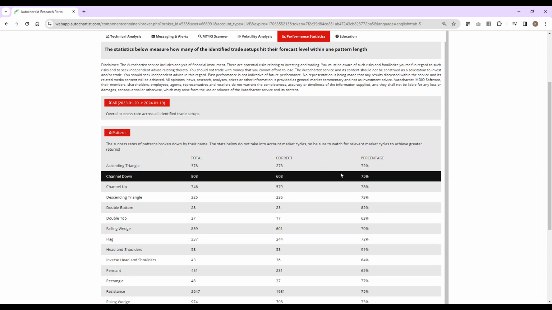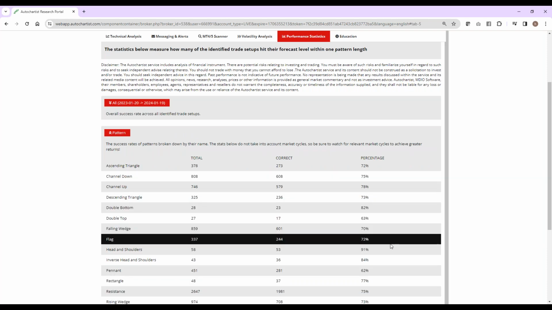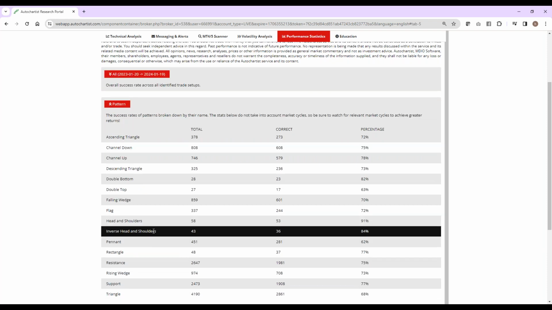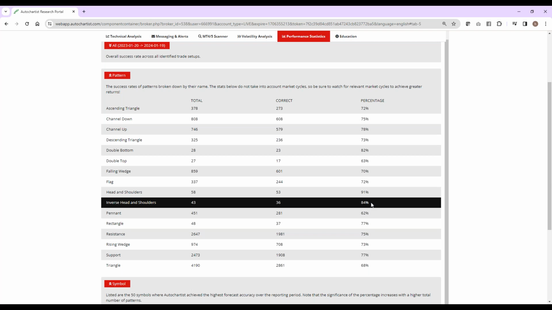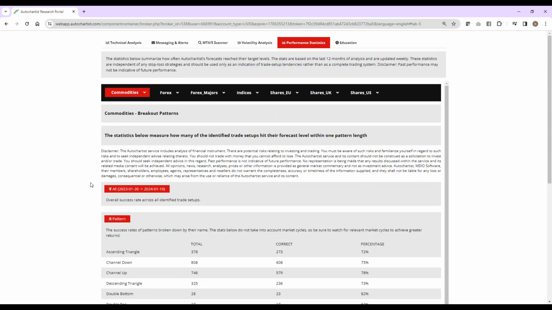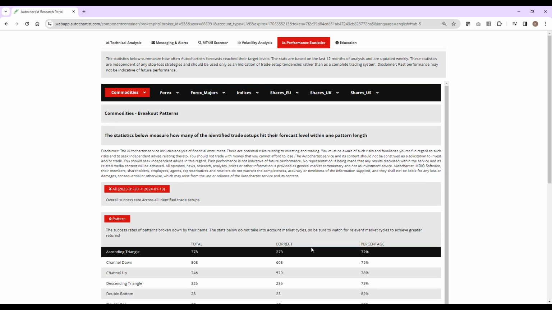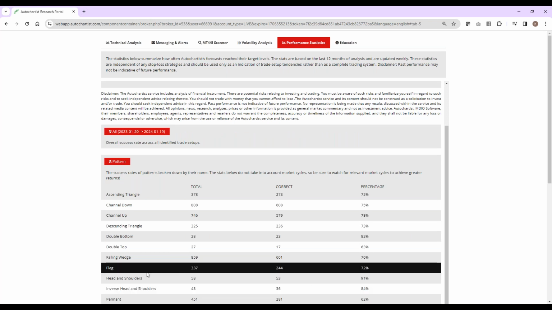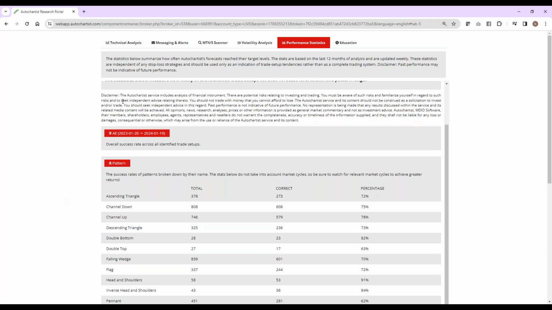What else? 91% success ratio on head and shoulders. Head and shoulders and the inverse head and shoulders, it seems that is the one that gives 90% success ratio from Autochartist. Sorry, I forgot to mention that this is what we have seen so far. It's for commodities. So there is a 90% success ratio on head and shoulder signals for commodities.